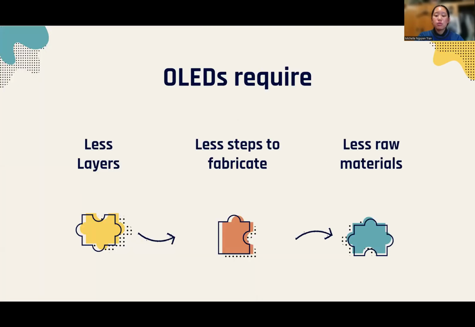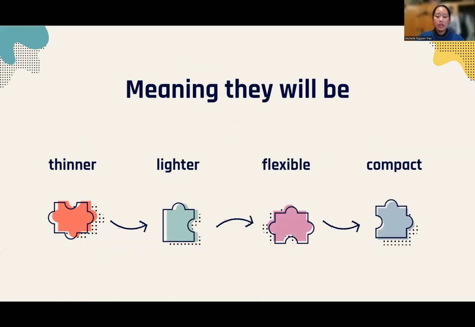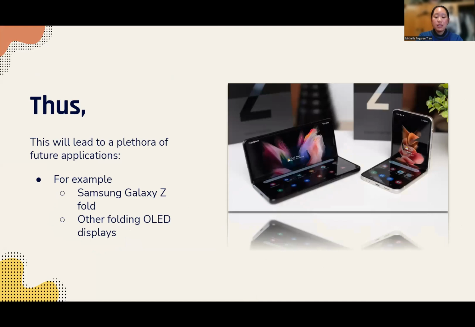This means that OLED screens require fewer layers, fewer steps to fabricate, and fewer raw materials to be manufactured. Not only will it be cheaper to manufacture because of this, fewer layers means that OLED displays are able to be thinner and lighter, and most importantly, flexible as a result of their compactness. Its ability to flex leads to a whole plethora of future applications. Currently, Samsung has already implemented the use of flexible OLED screens in its Galaxy Z Fold series of phones.